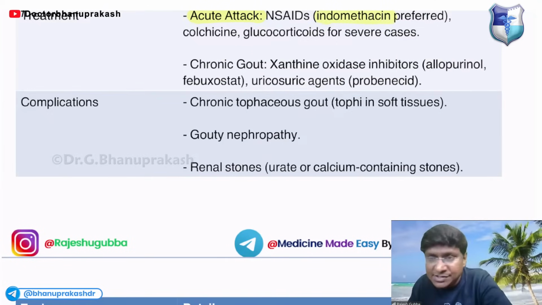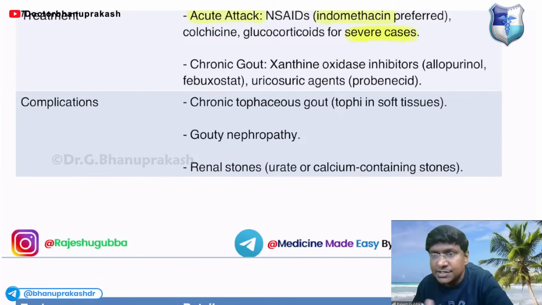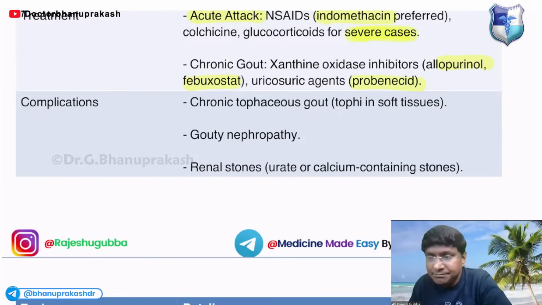We give indomethacin, colchicine, and glucocorticoids in case of severe conditions. And in chronic gout, you need to give xanthine oxidase inhibitors, that is allopurinol and febuxostat, or you have a uricosuric agent, that is probenecid. But please remember, these chronic drugs, that is your allopurinol and febuxostat, are not useful in acute attacks.